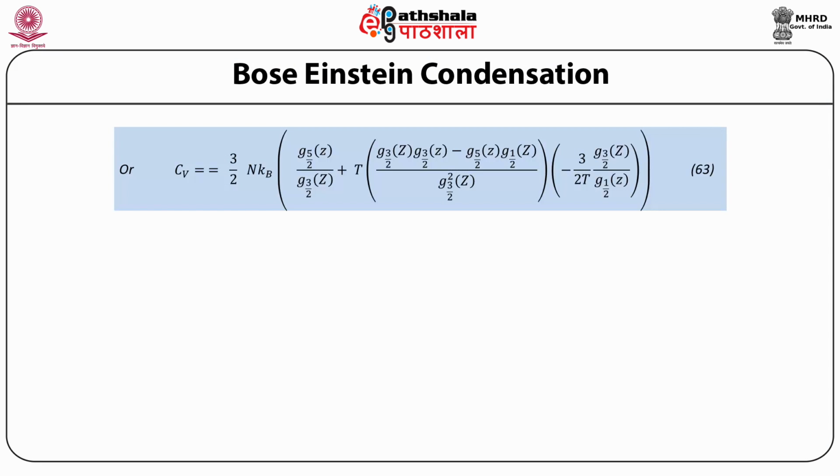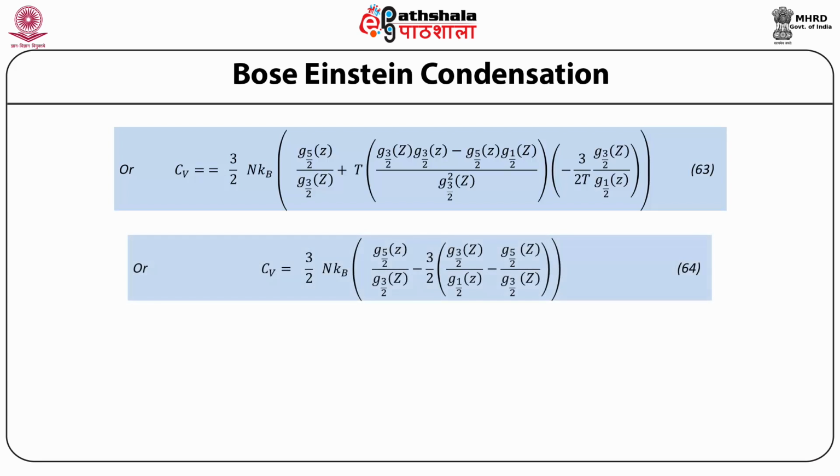Or the specific heat at constant volume is equal to 3/2 n kB multiplied by the Bose integral of order 5/2 divided by the Bose integral of order 3/2 plus T into the Bose integral of order 3/2 into the Bose integral of order 3/2 minus the Bose integral of order 5/2 into the Bose integral of order 1/2 divided by the Bose integral of order 3/2 squared multiplied by minus 3 upon 2T multiplied by the Bose integral of order 3/2 divided by the Bose integral of order 1/2.